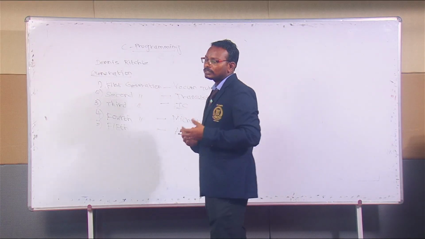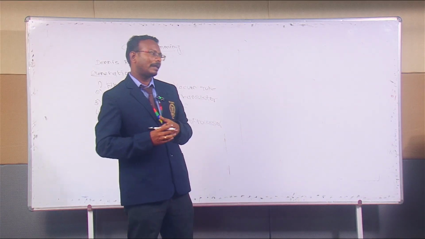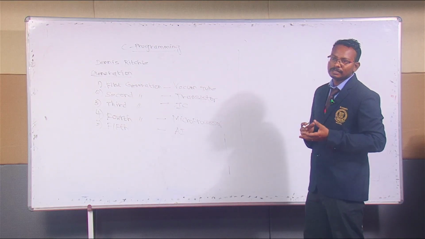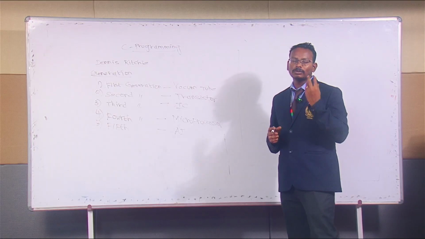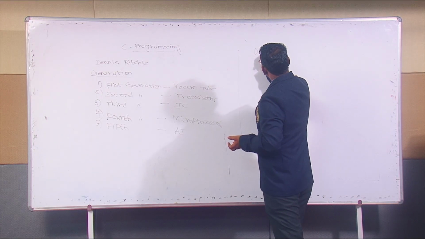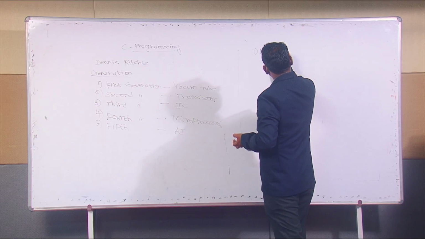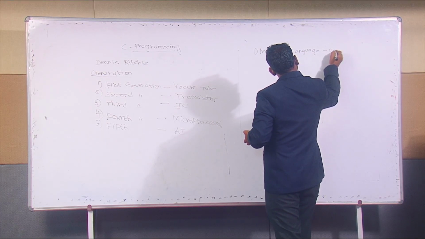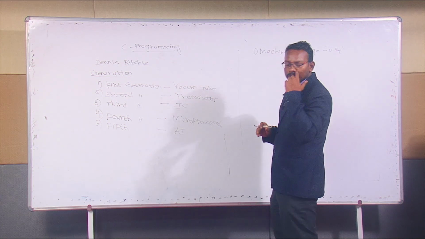Machines like computers can understand only the low level language. Low level language is nothing but machine language. What is a machine language? Machine language is nothing but ones and zeros. So the machine can understand ones and zeros. Machine language is zeros and ones, and this should be understood by machines.